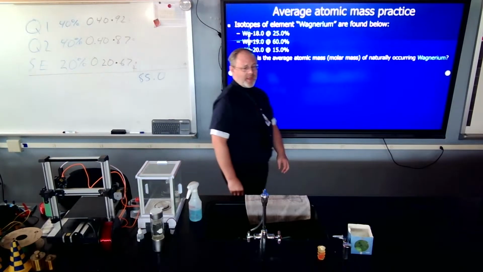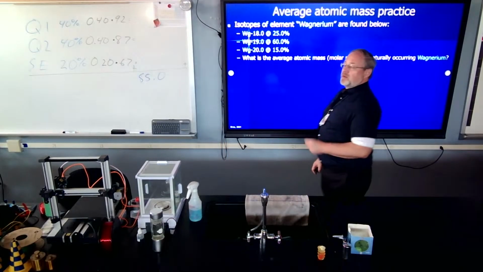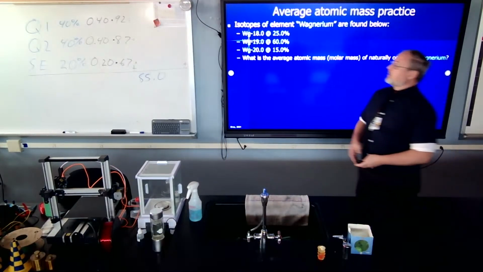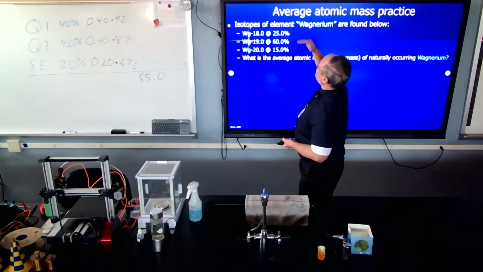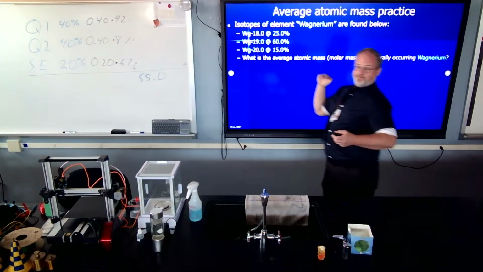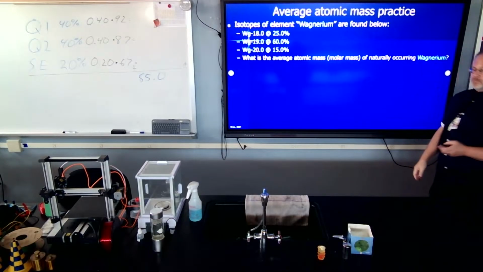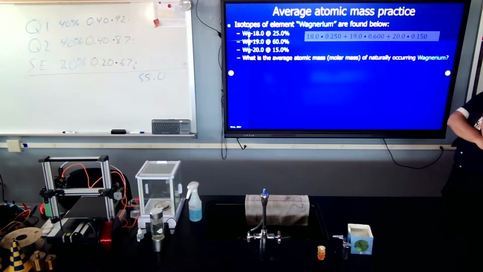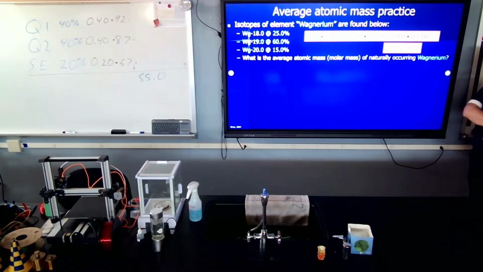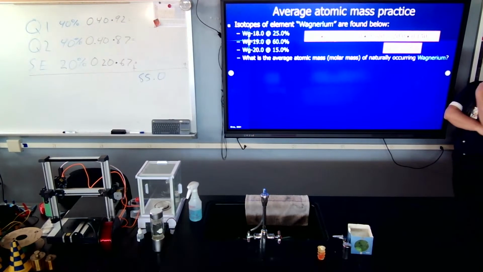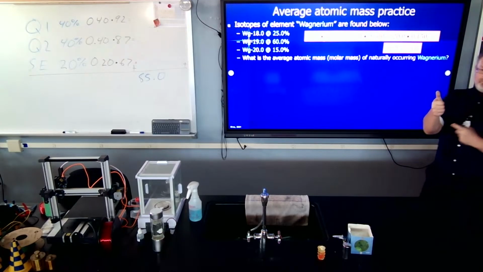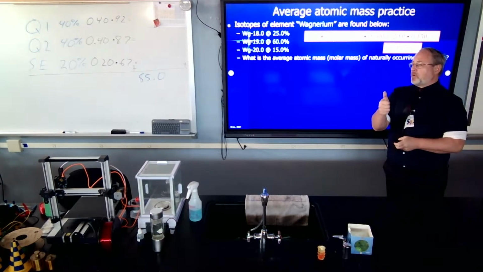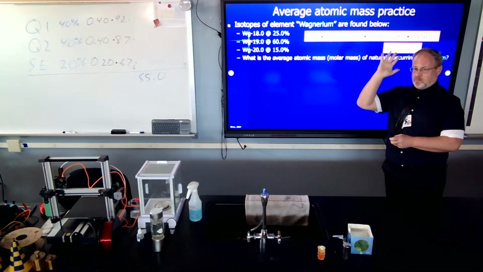And again, as a little bit of a check, any average, including weighted averages, will always fall between the smallest number and the biggest number. So what'd you get? 18.9. 18.9 grams per mole? Yep. All right. If you got this number and you understand why you got it, give me a thumbs up. If you didn't get this number or don't understand why, wave your hand around.